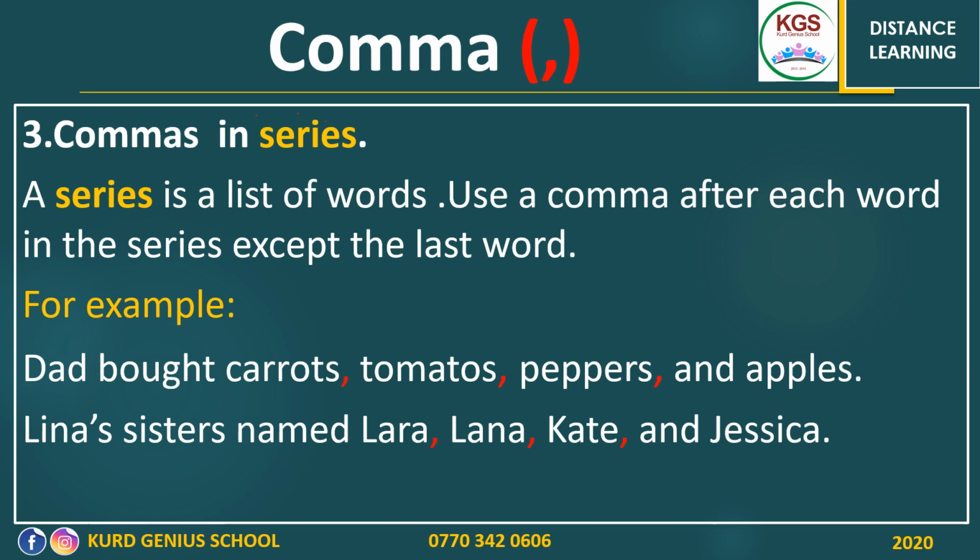For example, Dad bought carrots, tomatoes, peppers, and apples. You see, we use a comma after carrots, tomatoes, peppers, but we didn't use a comma after apples because it is the last word. The second example, Lina's sisters are named Lara, Lana, Kate, and Jessica. We didn't use a comma after Jessica because it is the last word.